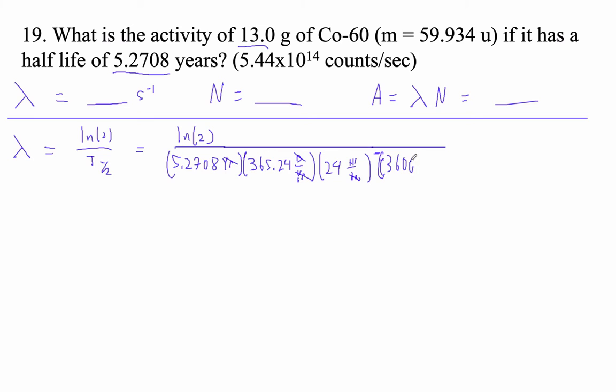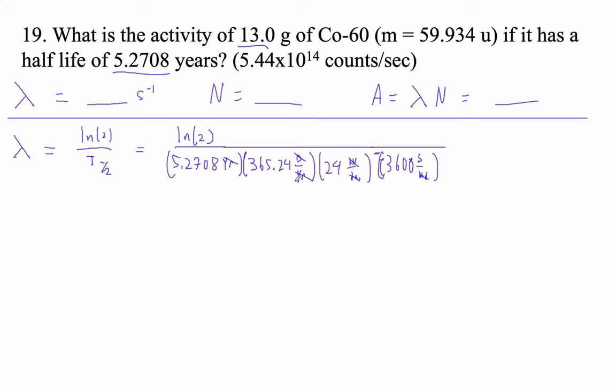The pen got stuck in constrained mode. Okay, and this is seconds per hour. So now finally we've got seconds. All right, so natural log of 2 divided by parentheses 5.2708 times 365.24 times 24 times 3,600.